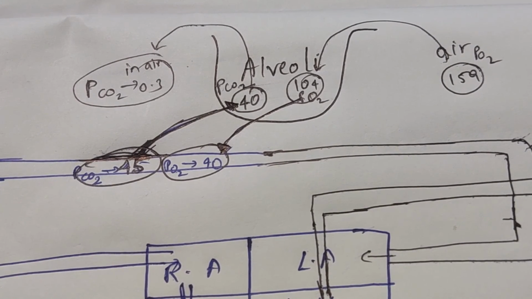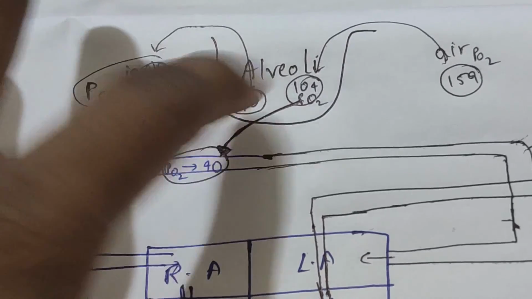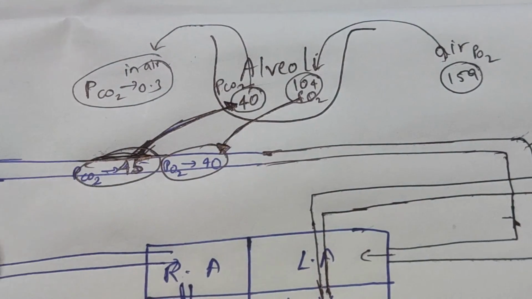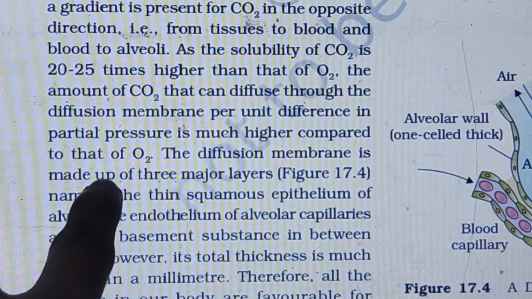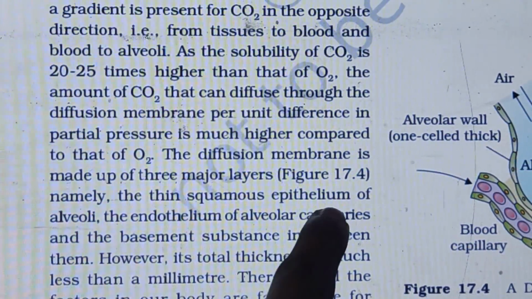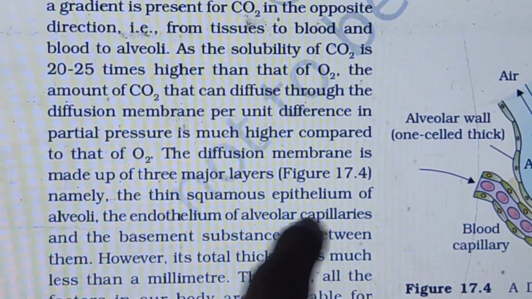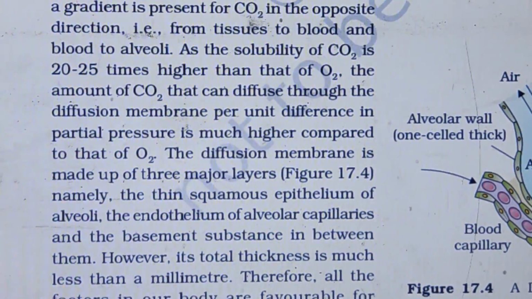Now step 2, diffusion of O2 and CO2 gases across the alveolar membrane. See, this is the alveolar membrane, right? So here O2 and CO2 diffusion is happening. You can ask what the mechanism is here. It is also in NCERT. If you see clearly, the diffusion membrane is made up of 3 major layers: thin squamous epithelium of alveoli, endothelium of alveolar capillaries, and the basement membrane between them. This is what is responsible for exchange of gases.